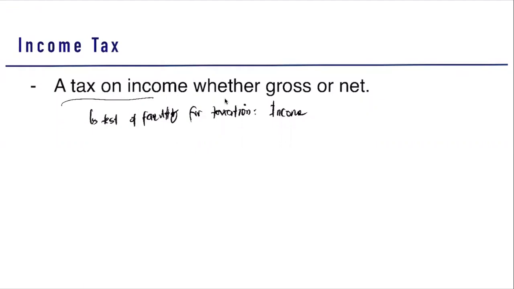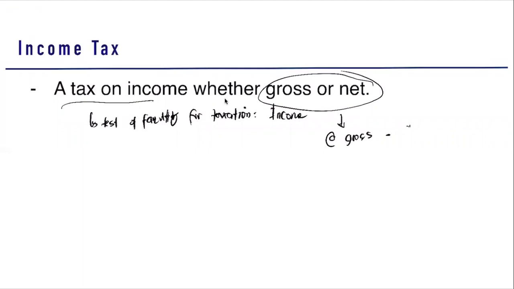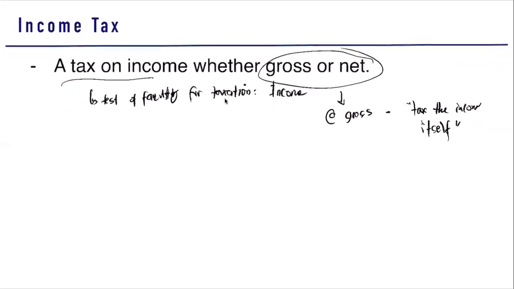Next, you tax it whether gross or net. This is the manner of taxation. We can either tax it at gross or at net. When we say we tax it at gross, we mean that we tax the income without any reduction. We tax the income itself. For example, you have an income amounting to 300,000. The 300,000 will be taxed. We call that gross taxation.